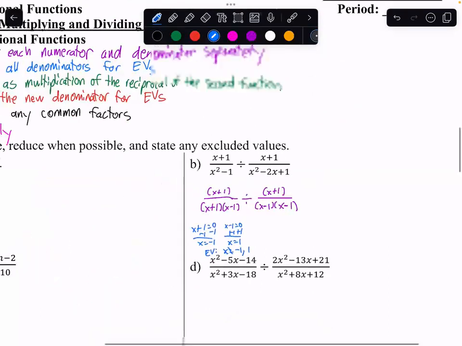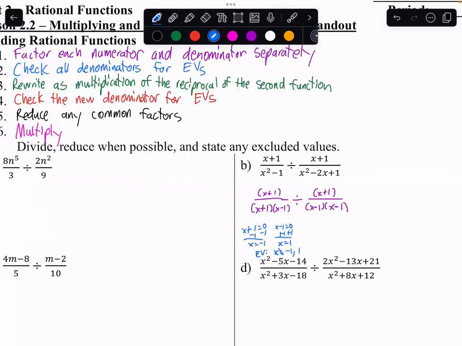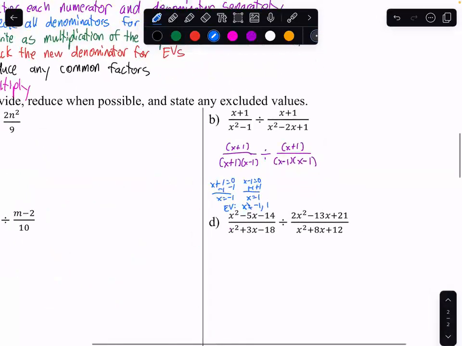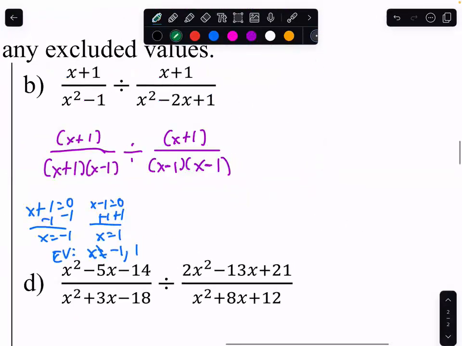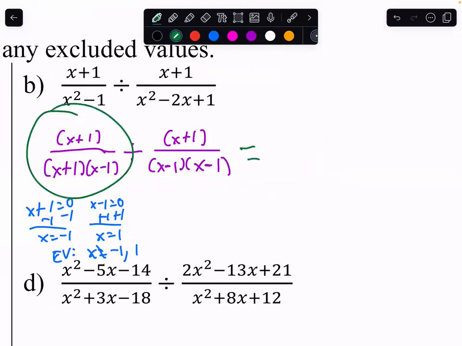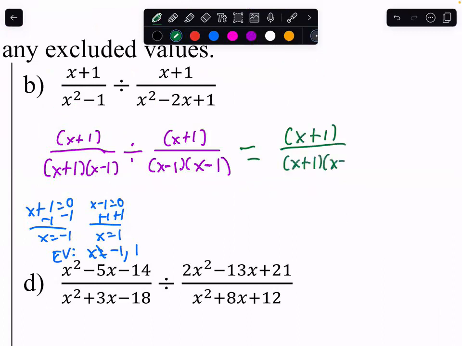Okay, so let's remind ourselves, step 3, rewrite as multiplication of the reciprocal of the second function. So this first one will stay exactly the same, but instead of dividing by the second function, we will multiply by the reciprocal of this.